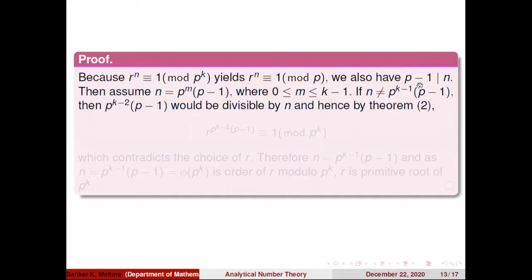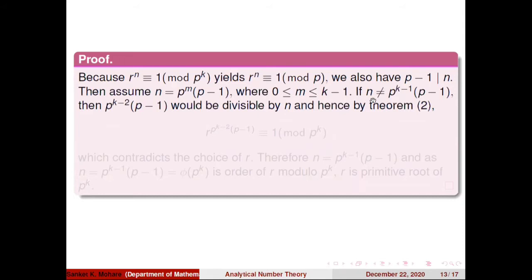But what is the value of phi of p? Phi of p is equal to p minus 1. That's why p minus 1 should divide n. So as p minus 1 divides n, we can assume n is equal to p^m times (p minus 1), where 0 is less than or equal to m less than or equal to k minus 1. Now suppose n is not equal to p^(k-1) times (p minus 1). This is the case we are assuming.